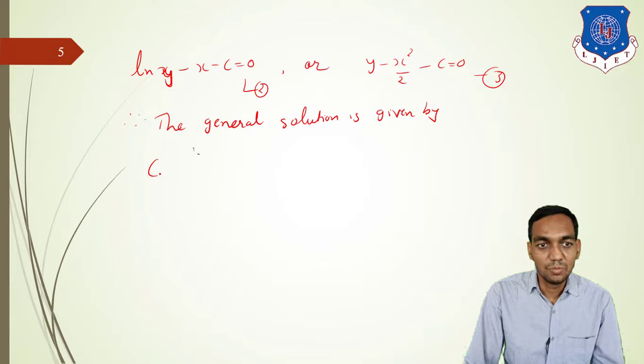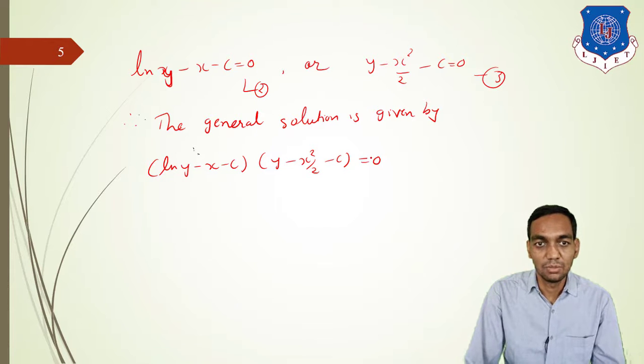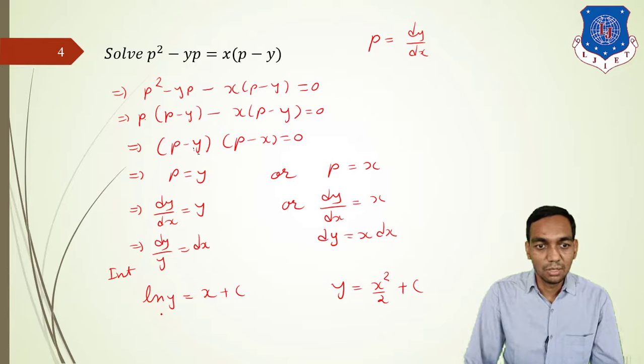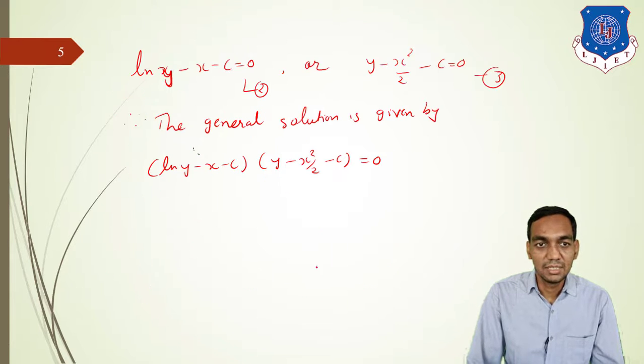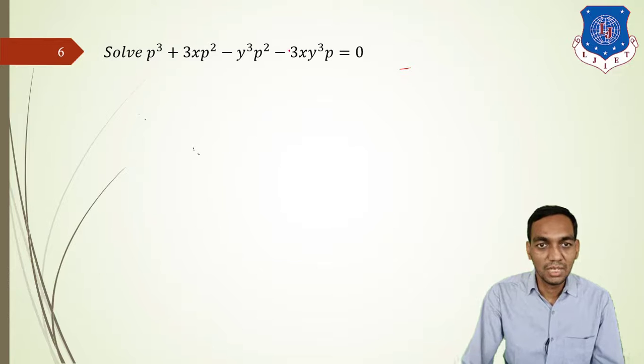multiplication of these two. That means (log y minus x minus c) into (y minus x square by 2 minus c) is equal to 0. Correct? See, log y minus x minus c and y minus x square by 2 minus c. So this is the answer or solution of your differential equation which has a higher degree. Correct? Okay, in the same manner we are going to take another example.